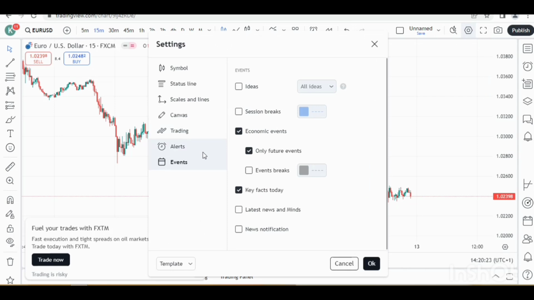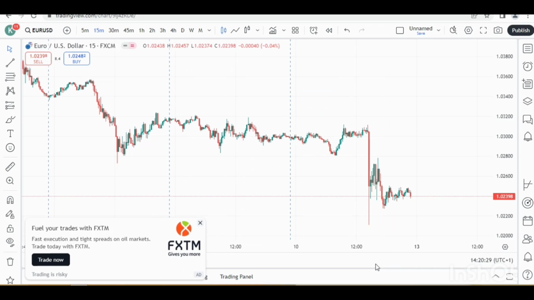On settings you come to events, then add your session breaks. What the session break does is just to demarcate each trading day. As you can see, it has been added to my chart. This is our session breaks. If you're using MetaTrader 4 or MetaTrader 5, this session break should already be on your chart. If it's not, you can also go to your settings and add period separators.